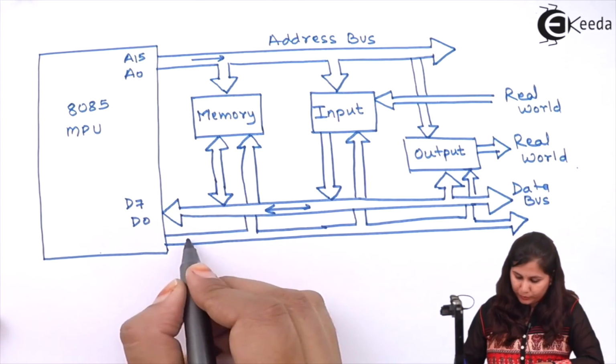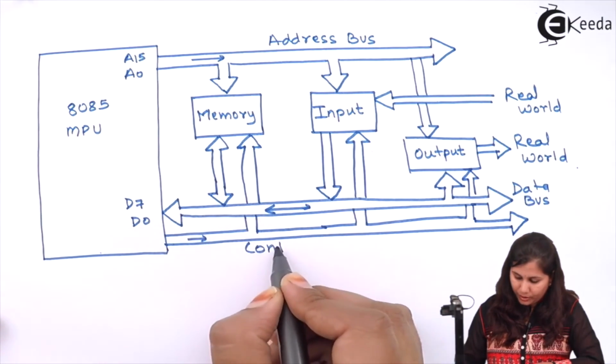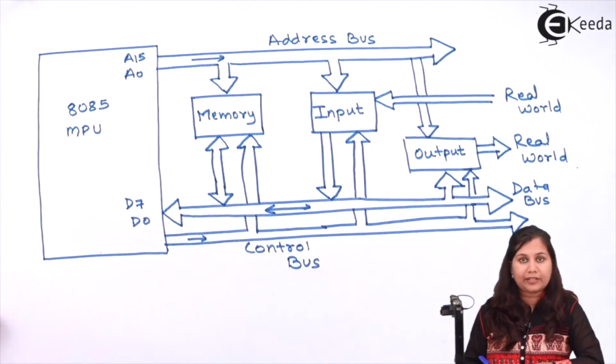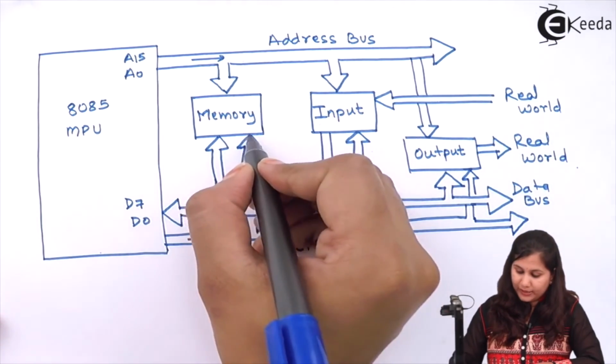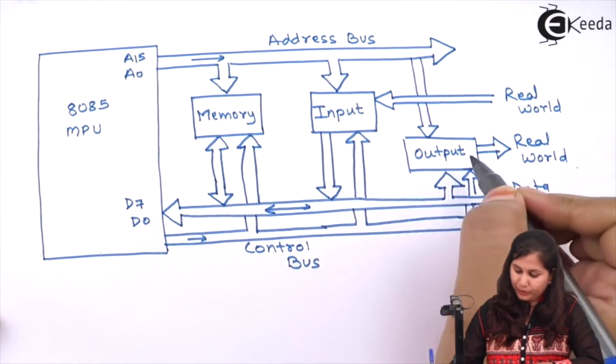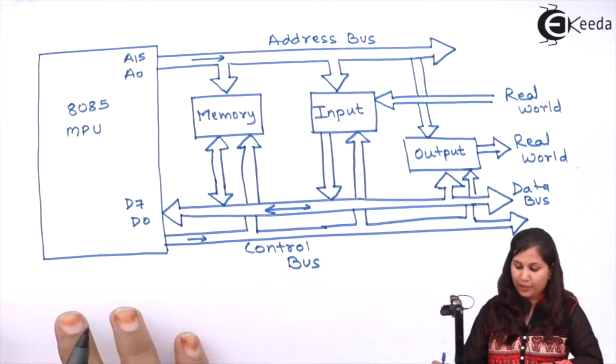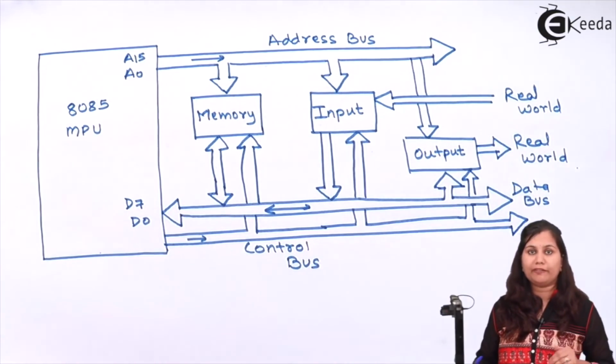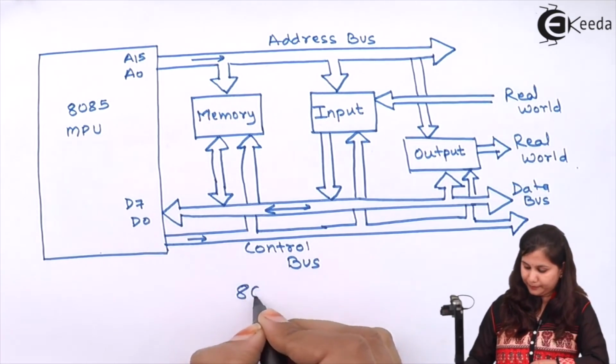This is our control bus. Control bus is again unidirectional and it is giving control signals to memory, to input and to output devices. So this complete diagram is showing the 8085 bus structure.